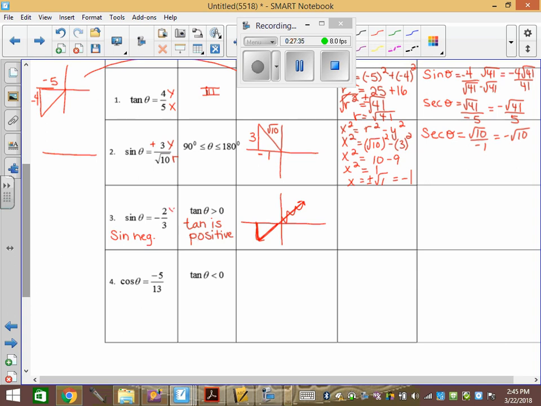Now what if they had it like this? Which they do often. What's the problem? Your R is negative. Can R be negative? No. So we'd make R be positive and move our negative to the top. Okay? So we have negative 2 and we have 3. Find your third side, and then I want you to give me cos theta and cotan. And then this one, I want you to get it, and then I want you to give me cotan and sine. And go.